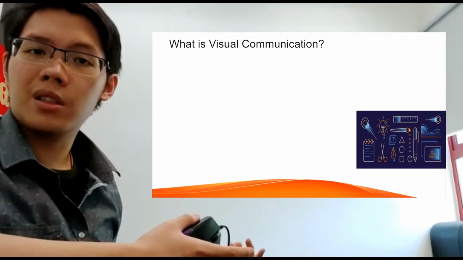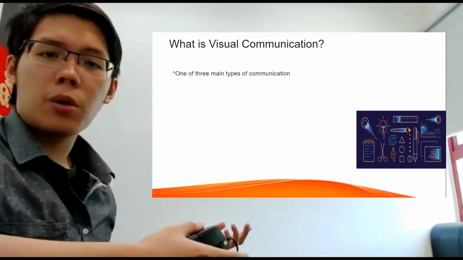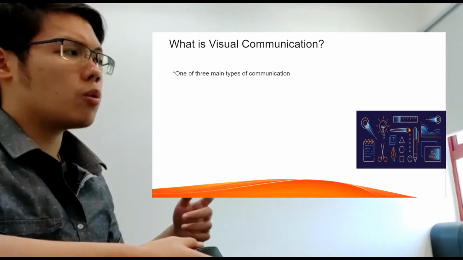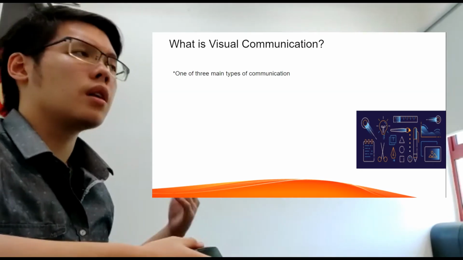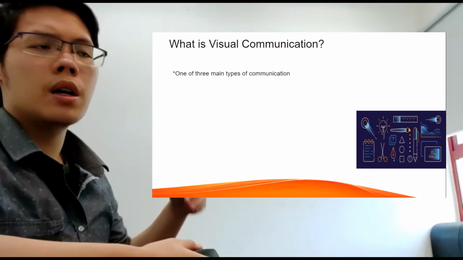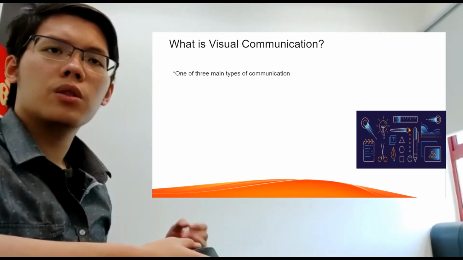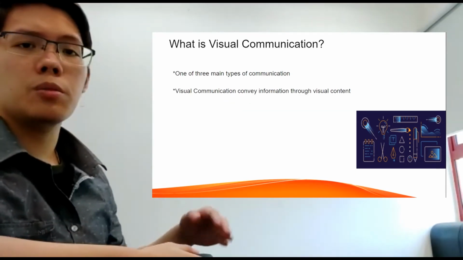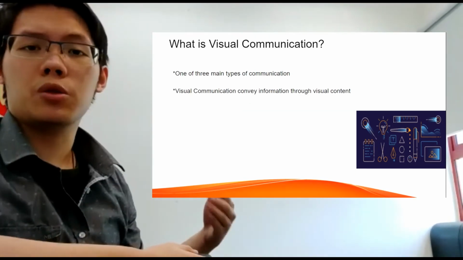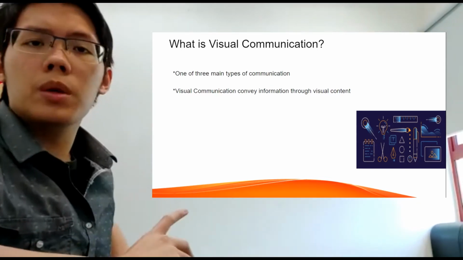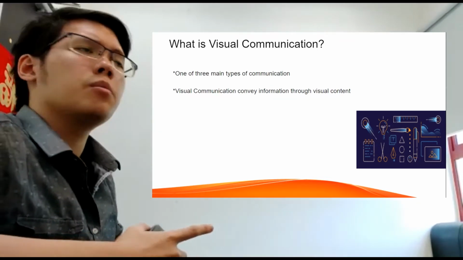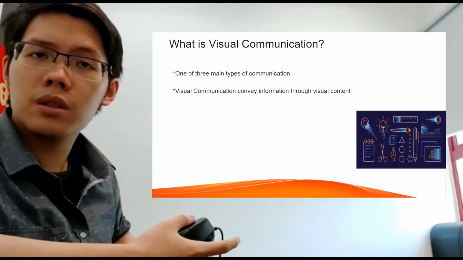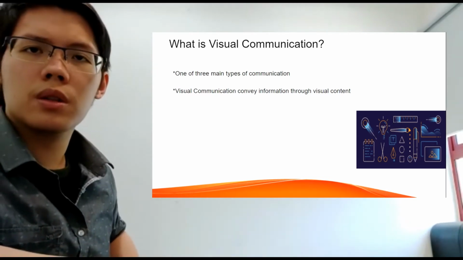But what is visual communication exactly? Visual communication is one of the three main types of communication, along with verbal communication and non-verbal communication. It uses visual content to send messages to the viewer, so when someone sees it, they should be able to understand the message it is trying to show. Some common examples of visual content can be pictures, diagrams, charts, infographics, videos, and screenshots.